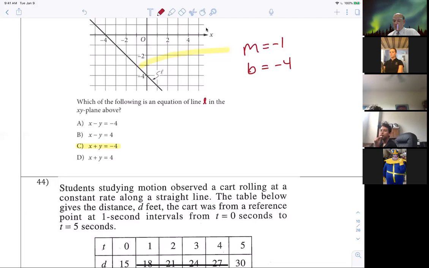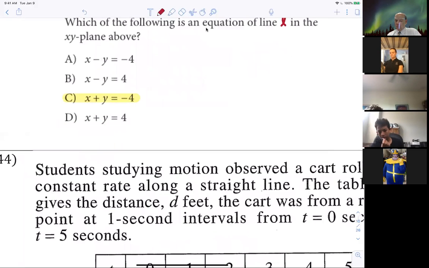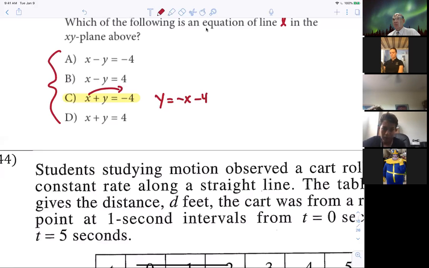Now your job is to look at that and say which one has a slope of -1 and a y-intercept of -4. Move this x over. Y equals -x minus 4. So they agree. So that's the answer. Does everybody agree with that? That wasn't bad. It's kind of annoying because you have to look at A, B, C, and D, right?